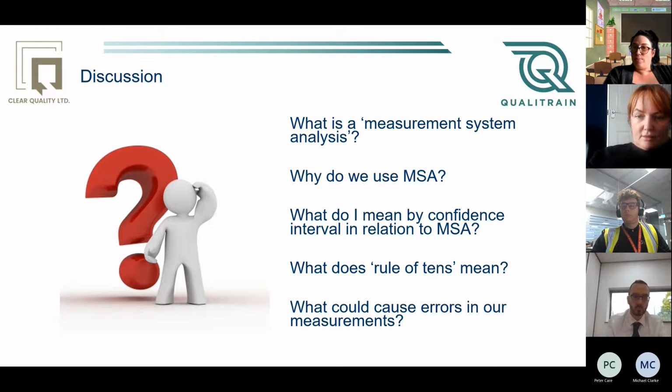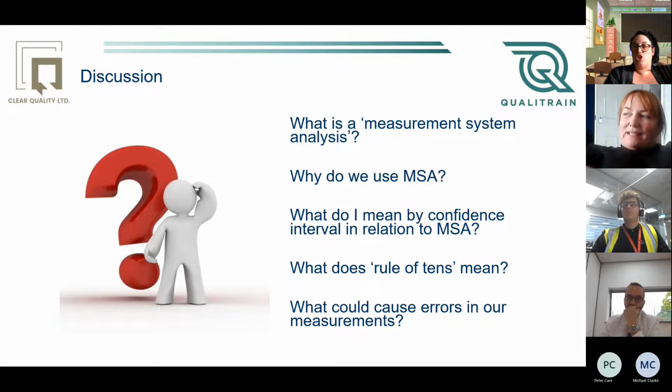It is to help assure that data being collected is accurate and systems of collecting the data is appropriate to the process. Good, reliable data can prevent wasted time, labour and scrap in a manufacturing process. 100%. Yeah, completely agree with all of that. That's brilliant. So, Terry, what do we mean by a confidence interval in relation to MSA?